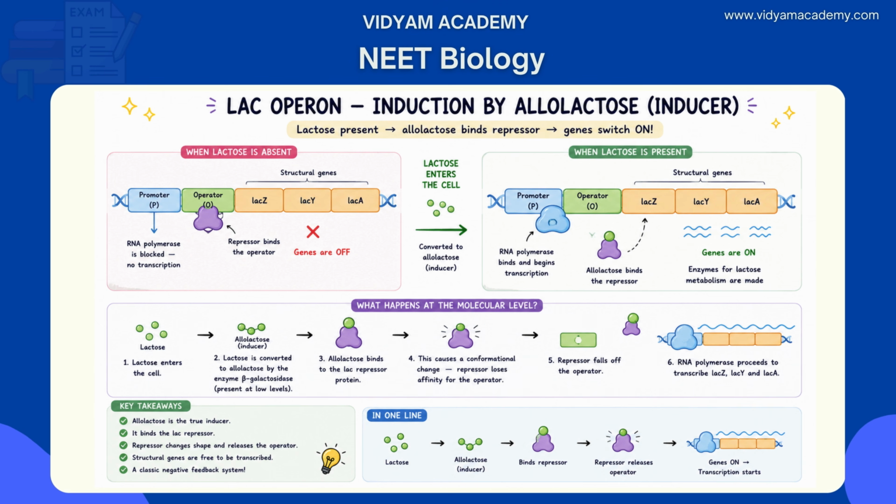So when all lactose is consumed, allolactose levels drop, the repressor regains its active conformation, rebinds the operator, and transcription stops. A beautiful negative feedback regulatory loop. That's why option C is the right answer for this question.